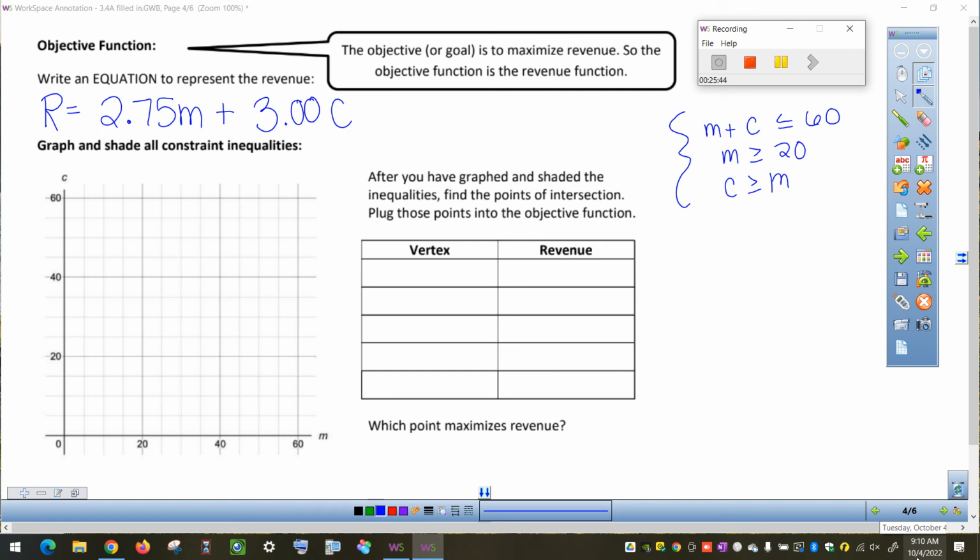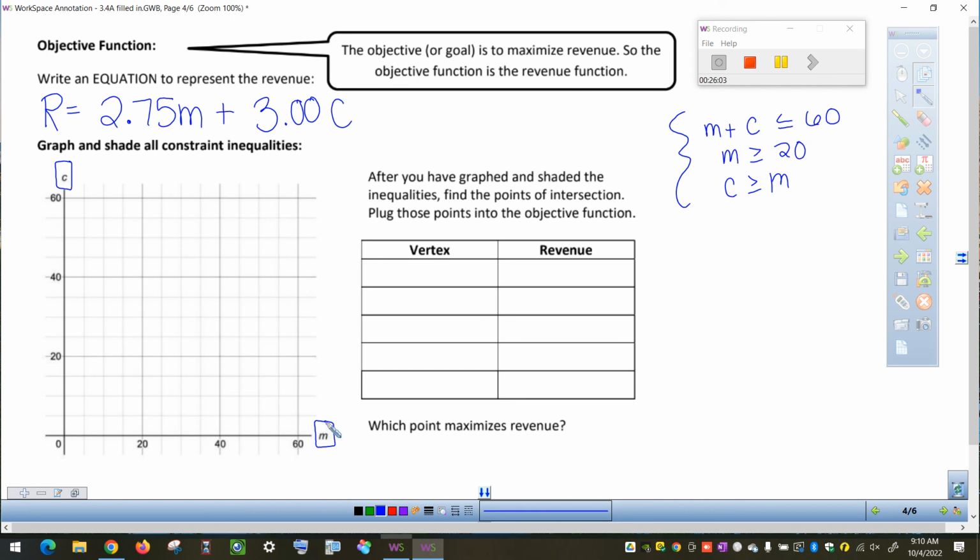All right, so now we're going to go to that next step of graphing and shading our constraint inequalities. You'll notice that this graph, similar to the other one, has the variables already set up for us in terms of being labeled. So we're going to have m, the number of muffins, here on our x-axis. We have c, the number of cupcakes, here on our y-axis. All right, so let's start to go through each one.